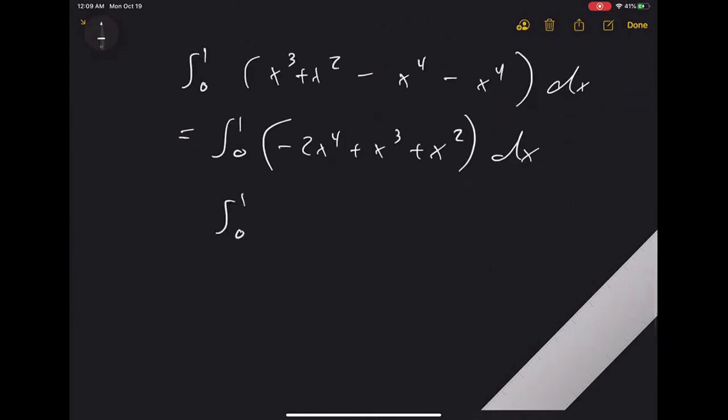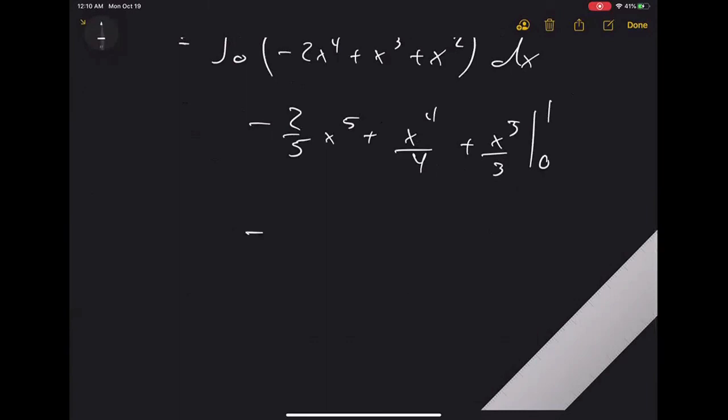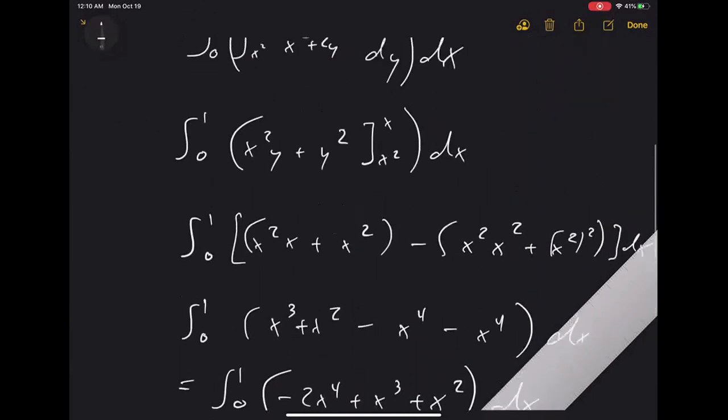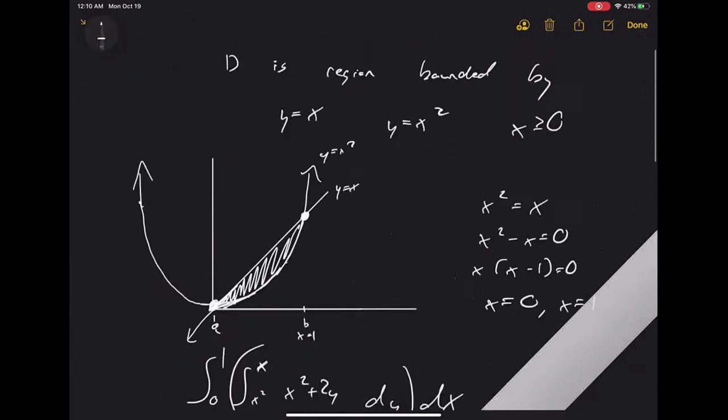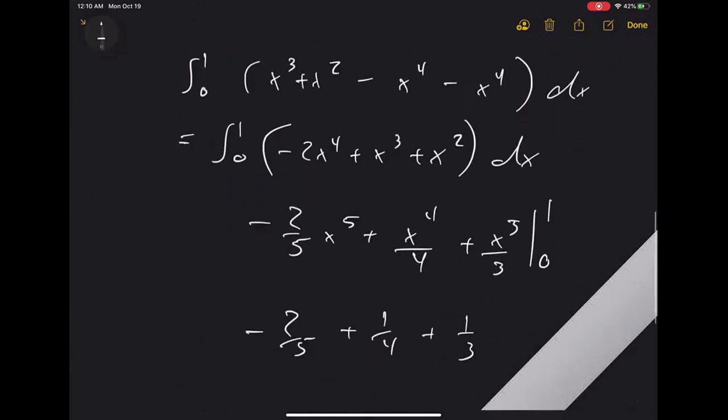And then integrating that, in terms of x now, what would I get? I get negative 2/5 x to the 5th plus x to the 4th over 4 plus x cubed over 3, evaluated from 1 to 0. What would that be? Negative 2/5 plus 1/4 plus 1/3. So whatever that is, finding the common denominator, etc., simplifying. Hopefully that's right. It's one of the even numbers, so I guess we'll just have to trust me, huh? If you guys come up with something else, let me know.